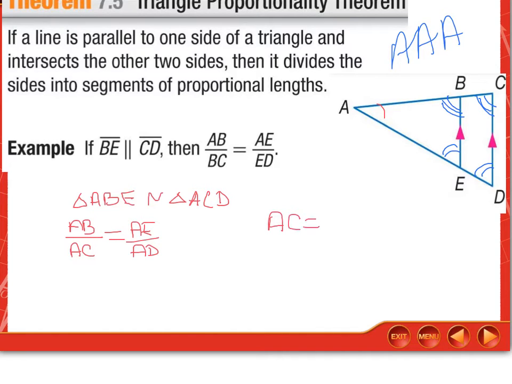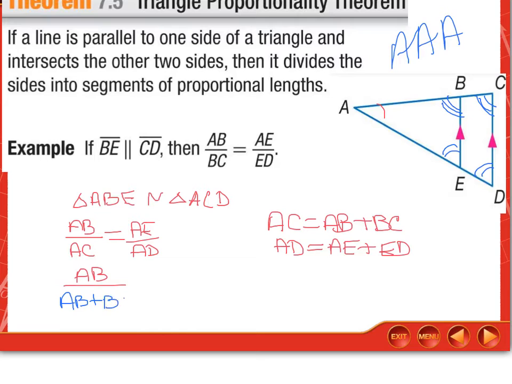Well, let's replace AC using the segment addition postulate. AC is actually equal to AB plus BC. And likewise, AD, this other big side, is equal to AE plus ED. So let's substitute in here. We've got AB over here. We're not touching that. We're replacing AC with AB plus BC. And AE we're going to leave alone, but we're going to replace AD with AE plus ED.